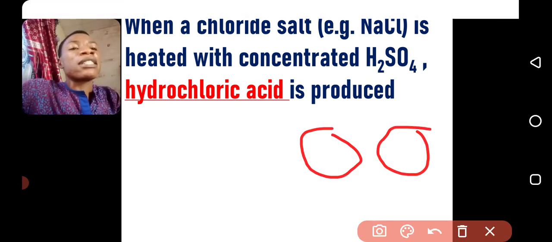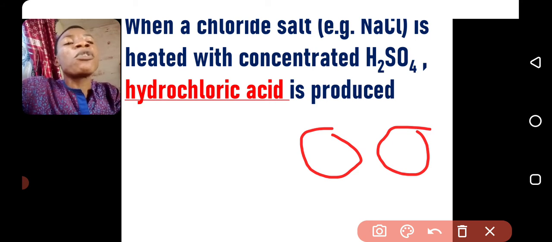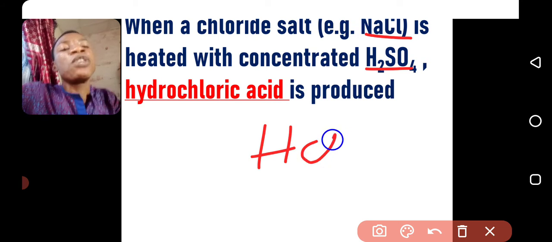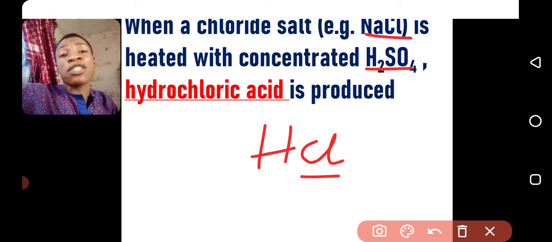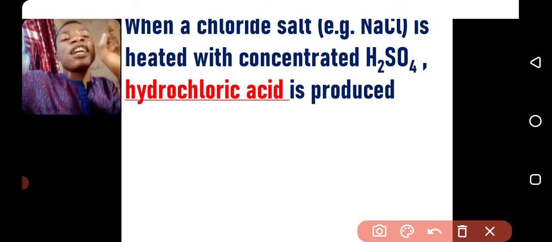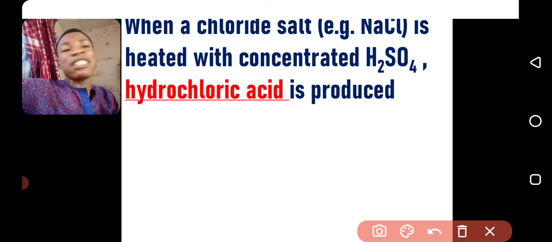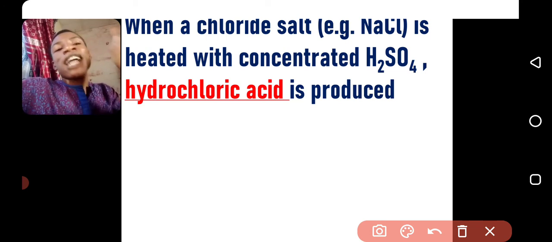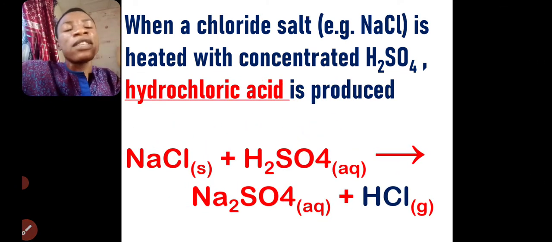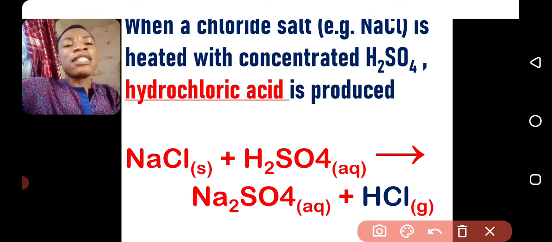See that a chloride salt like sodium chloride, when you heat it with H2SO4, because a chloride salt is a sort of HCl, it contains chlorine, and there's chlorine in HCl. So when you heat H2SO4 with a chloride salt, NaCl, KCl, hydrochloric acid will be produced according to this equation. NaCl plus H2SO4, then see what happens.